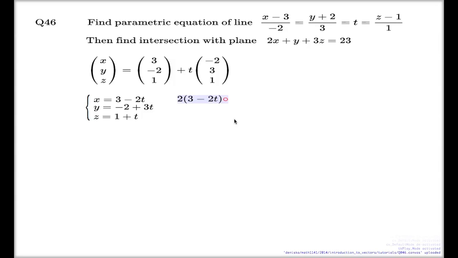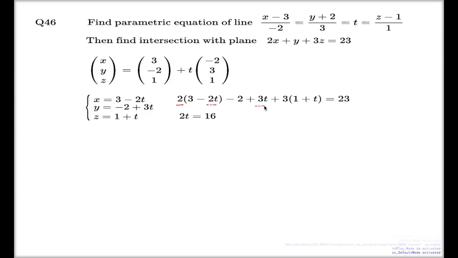Here it is. 2 times (3 take double t), that's the x substitution. -2 plus 3t, this is the y substitution in here. And 3 times (1 plus t), this is the z substitution. And here we go. We solve for t. I just combine everything here.